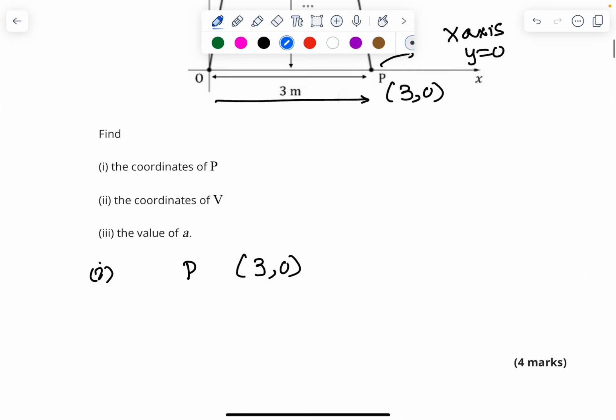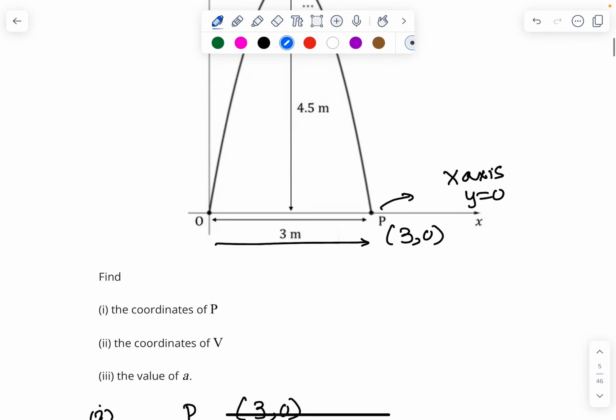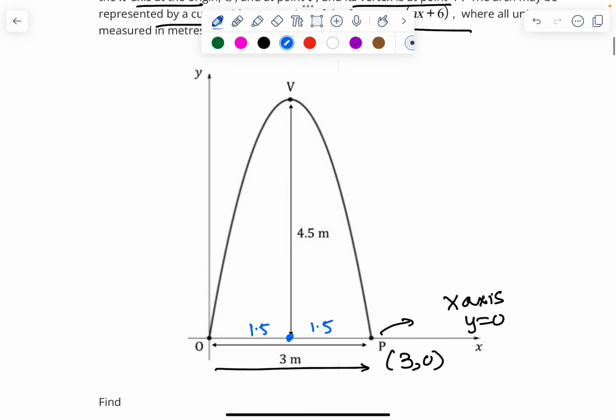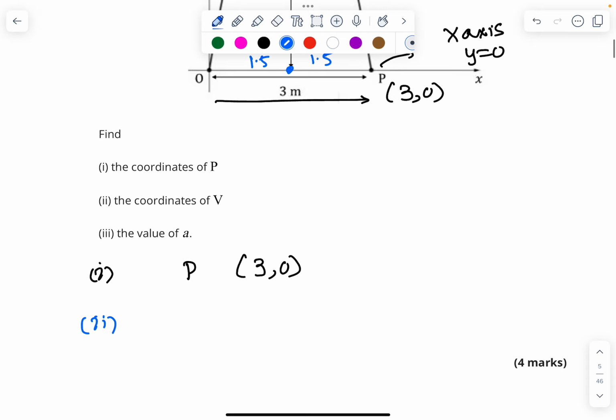Now for part 2, the coordinates of V. Now this point is going to be half, 1.5, and this height is 4.5. So this point is going to be (1.5, 4.5). So the vertex V is going to be (1.5, 4.5).